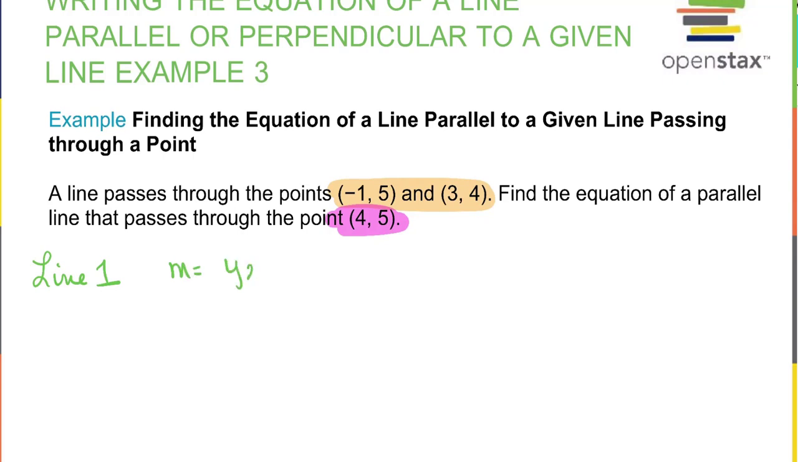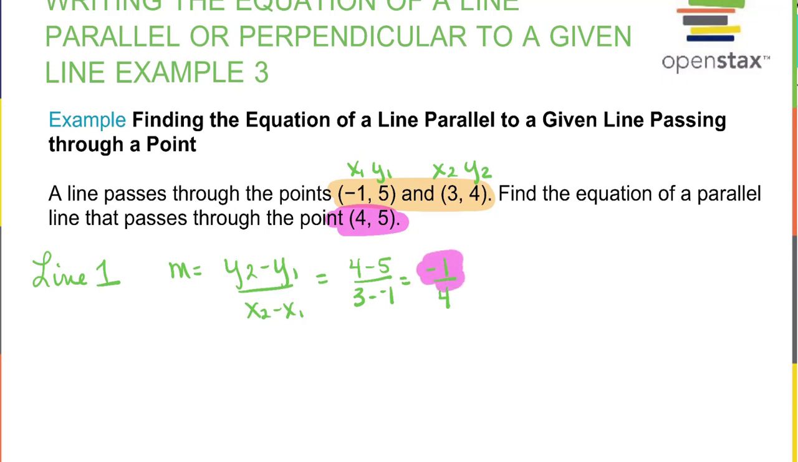So for line 1, we need to find the slope. Remember, slope is y2 minus y1 over x2 minus x1. I'm finding the slope because that's really the starting point. You need to find the slope of the line because the parallel slope would be the same. So we'll call that x1 and y1, x2 and y2. So I end up with 4 minus 5 on the top, 3 minus negative 1 on the bottom. 4 minus 5 is negative 1. 3 minus negative 1 is 3 plus 1, which is 4. So I end up with negative 1/4. So the slope of the parallel line is also negative 1/4.